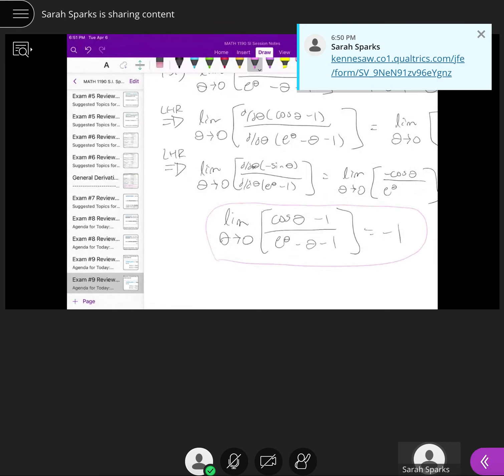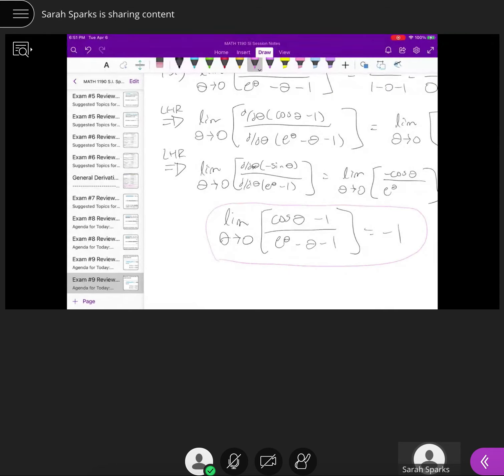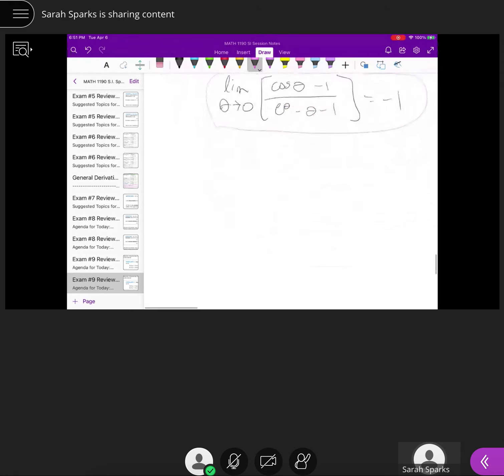But we are going to move on to a little bit more of a difficult limit. Or at least I thought it was more difficult. Maybe you won't, but I thought it was a little more difficult. So this is number 61. And we're going to be finding the limit as x goes to infinity of x plus 2 divided by x minus 1, raised to the x power.